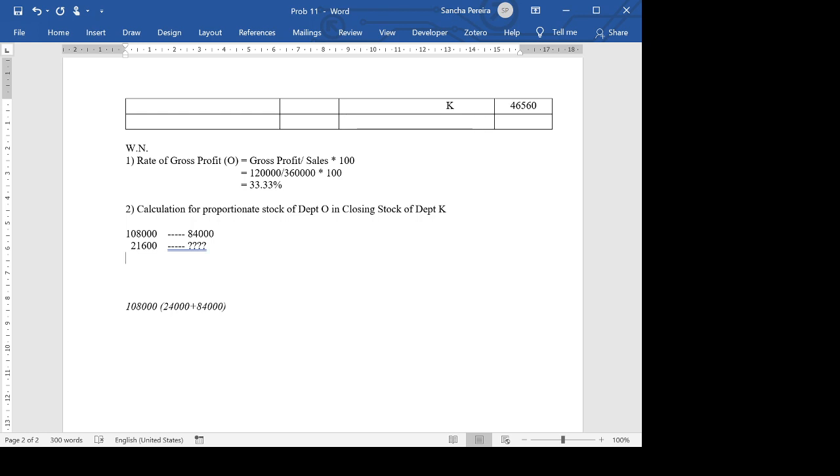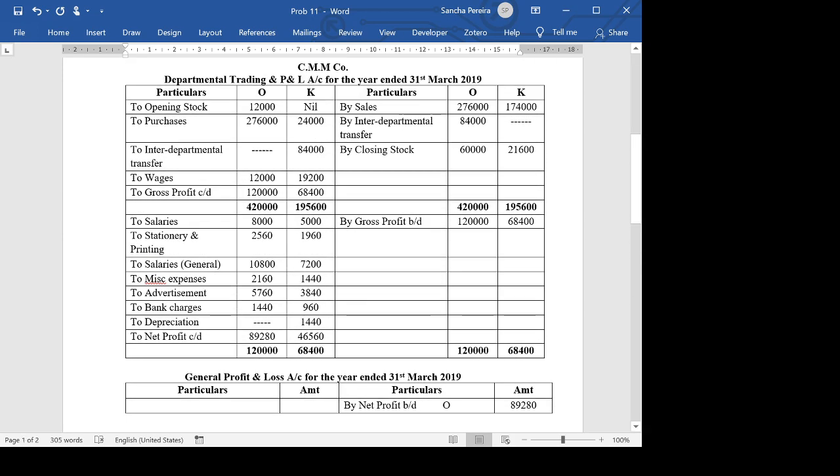It will be 84,000 into 21,600 divided by 1,08,000. You'll know this, but I'm just writing it out. If you do this calculation, you will get 16,800. That means out of 21,600, 16,800 is the stock that has come from O, and that is the stock we need to calculate the stock reserve.